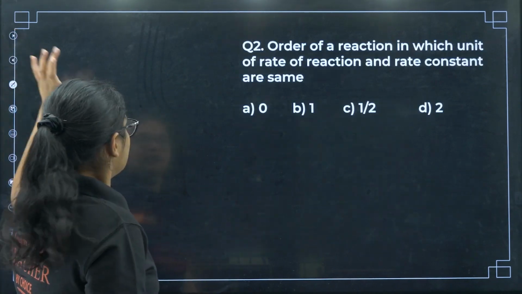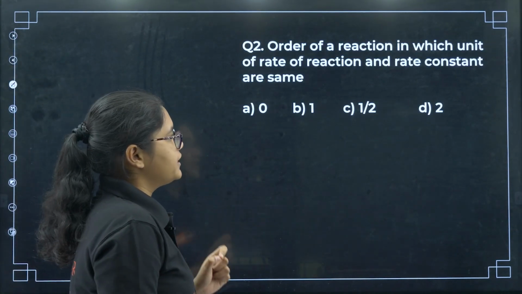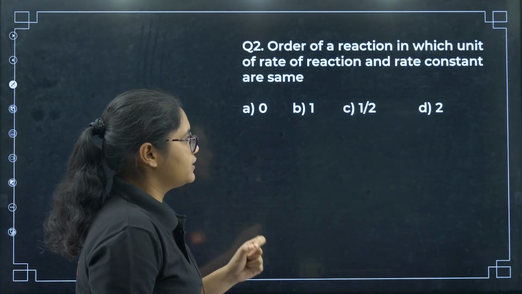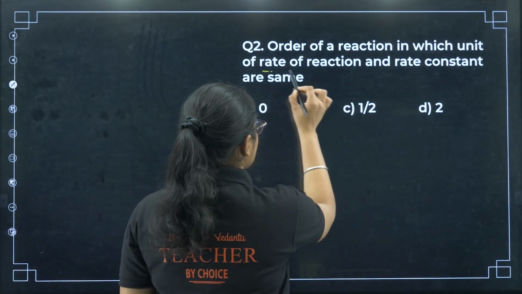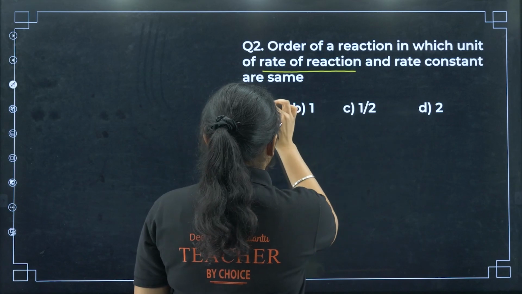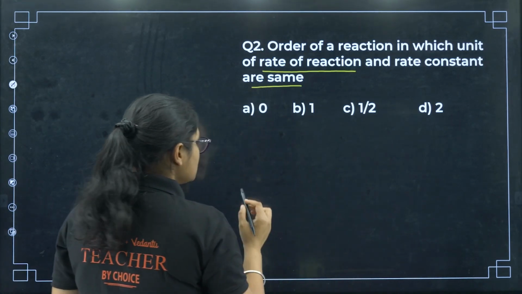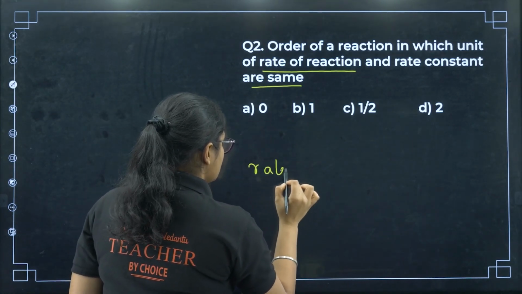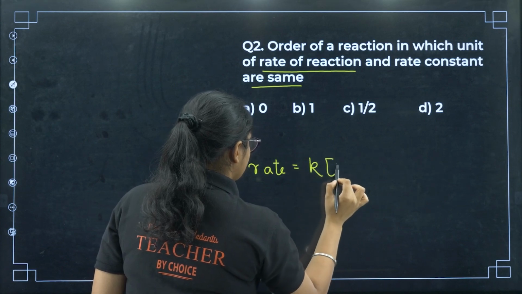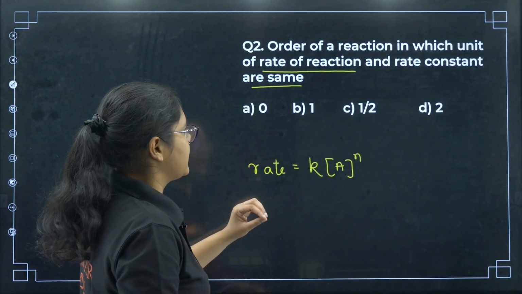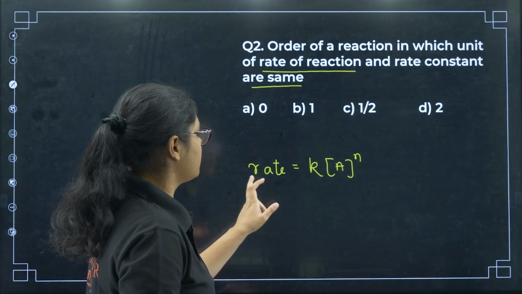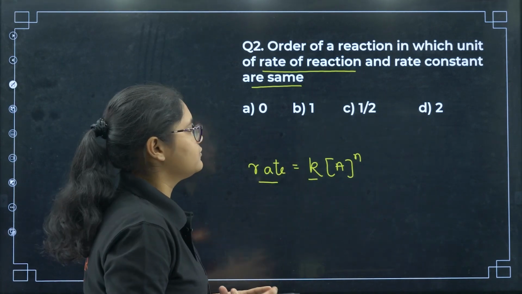Next, the order of the reaction in which the unit of the rate of the reaction and the rate constant are the same. The question is asking when the unit of rate of reaction and rate constant are the same. If I write any rate law, rate is equal to K into A to the power n, right? This is the rate law. Now the question is saying in what order of reaction the unit of rate and the rate constant will be the same.